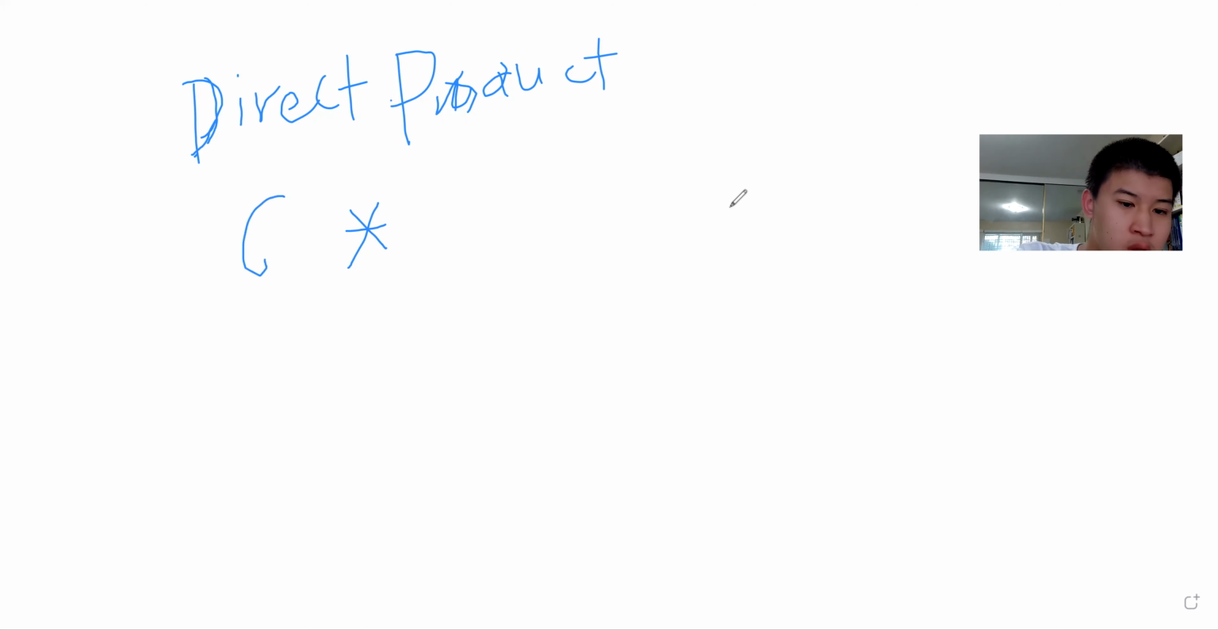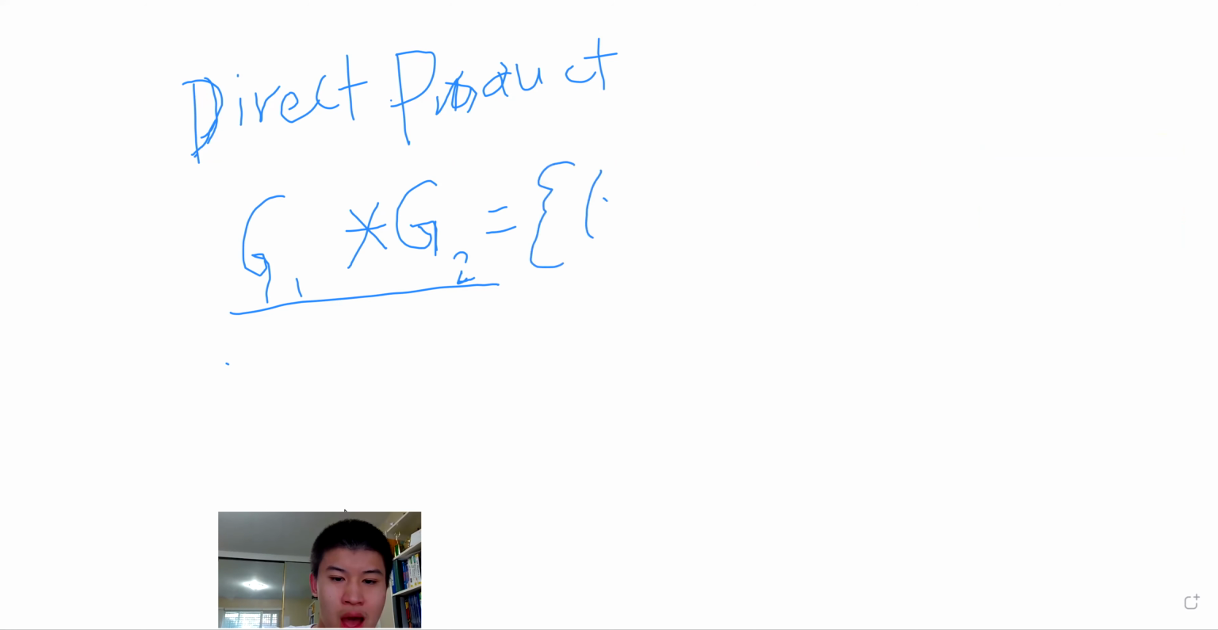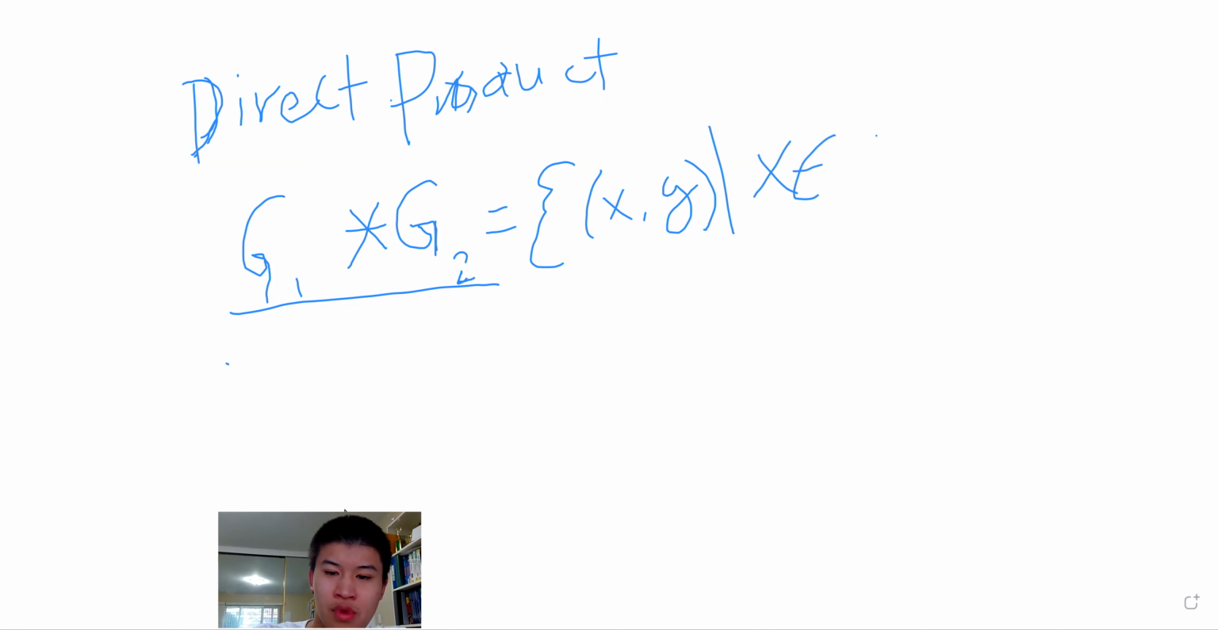groups, G1 and G2, into a larger group. So basically, how it works is that G1 and G2 can be any group, can be finite group, infinite group, abelian, non-abelian, doesn't matter. And so the direct product of G1 and G2 will be equal to the set of pairs X and Y such that X is an element of G1 and Y is an element of G2.